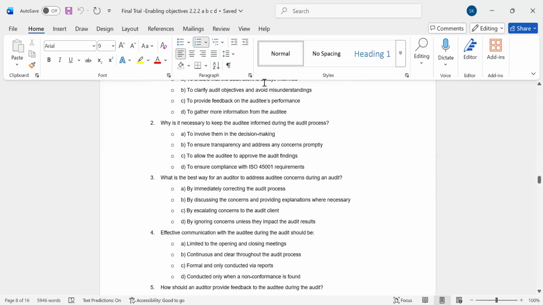Question number 2. Why is it necessary to keep the auditee informed during the audit process? A, to involve them in the decision making. B, to ensure transparency and address any concern promptly. C, to allow the auditee to improve the audit findings. And D, to ensure compliance with ISO 45001 requirement. I think it's B, to ensure transparency and address any concern promptly. Right. Correct answer. Anybody else? Any other answer? B is correct, sir. Right.